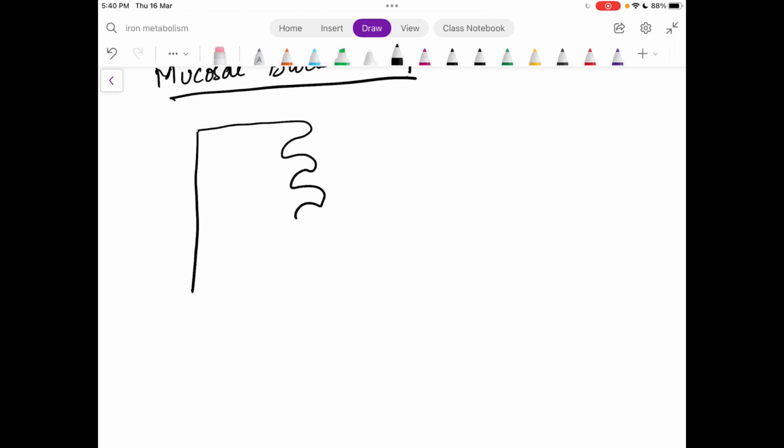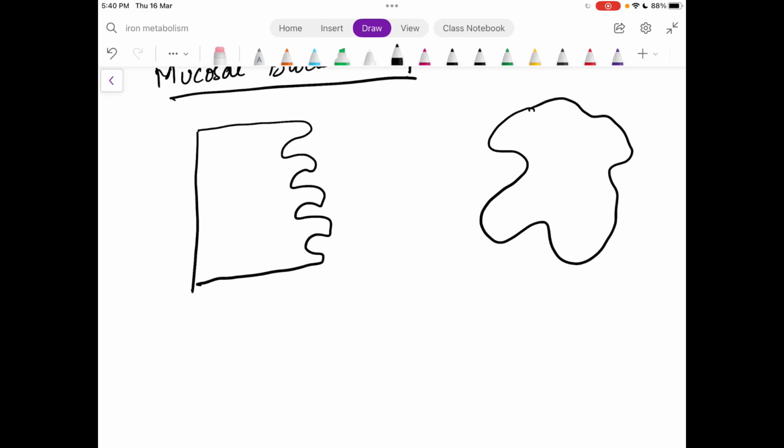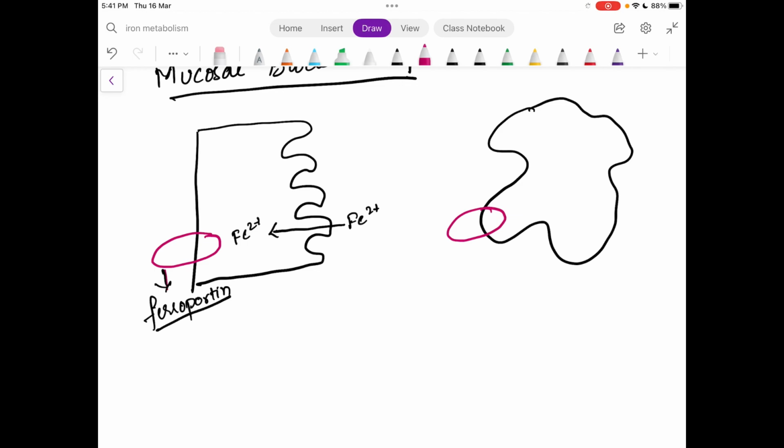This is an intestinal cell, and this is a macrophage. After absorption of iron from the intestinal lumen into the intestinal cell, it is transported by a protein called ferroportin. Okay, we have seen that it is transported by ferroportin. And from macrophages also, this iron is transported with the help of ferroportin.